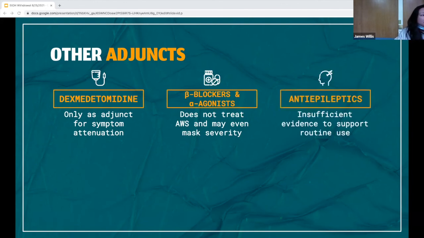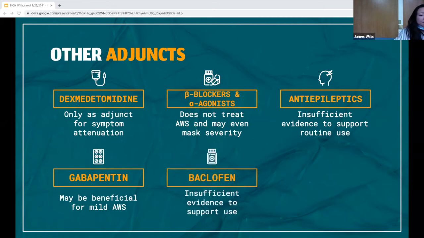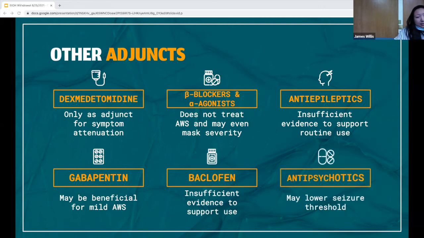Anti-epileptics in withdrawal seizures: there's really insufficient data to support routine use. I mean, if you want to give Keppra, it's fairly safe. Gabapentin I also saw come up, but mostly in the outpatient setting and really more for mild withdrawal symptoms. Baclofen also came up a lot, but it seems like the evidence for its use isn't there either. And antipsychotics may actually lower your seizure threshold, so they might have more harm than benefit.